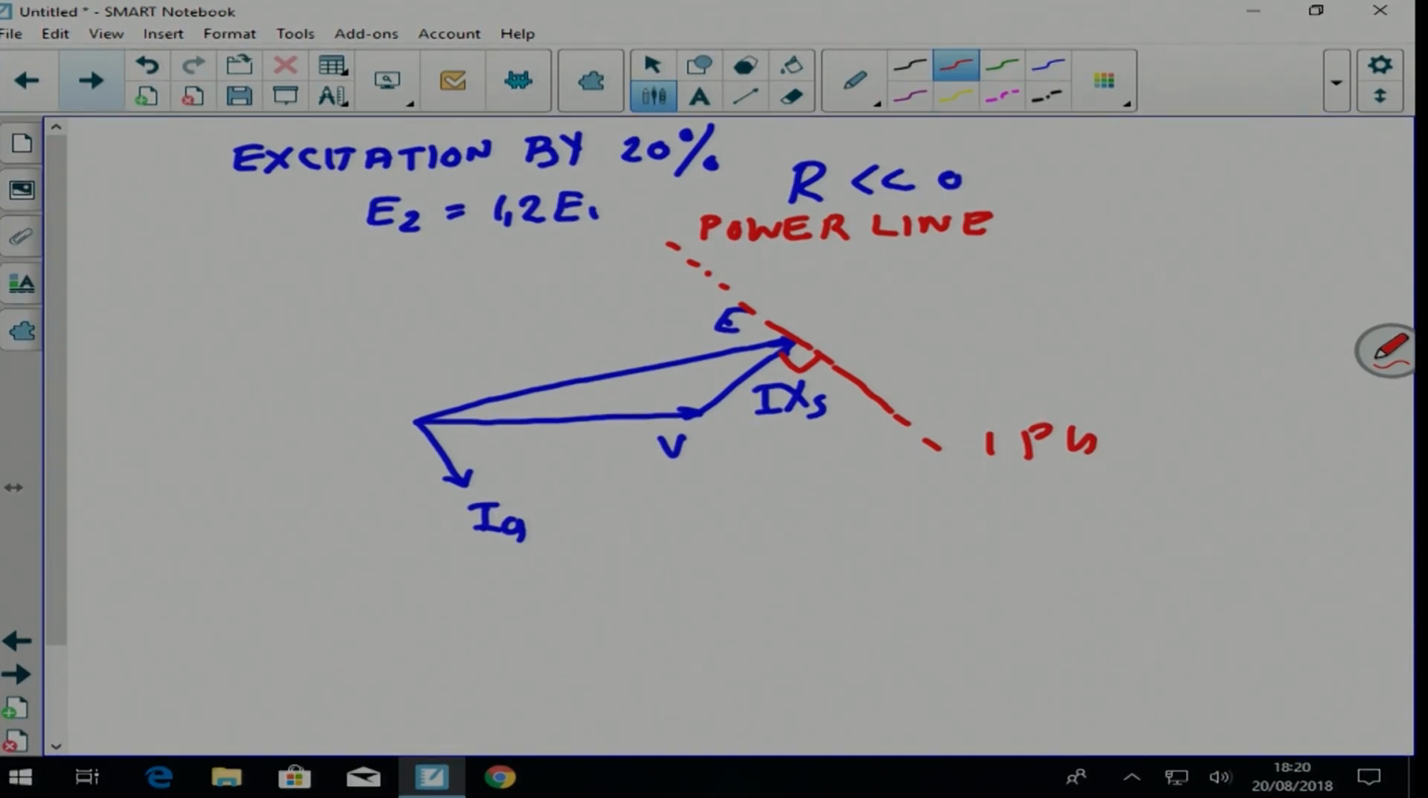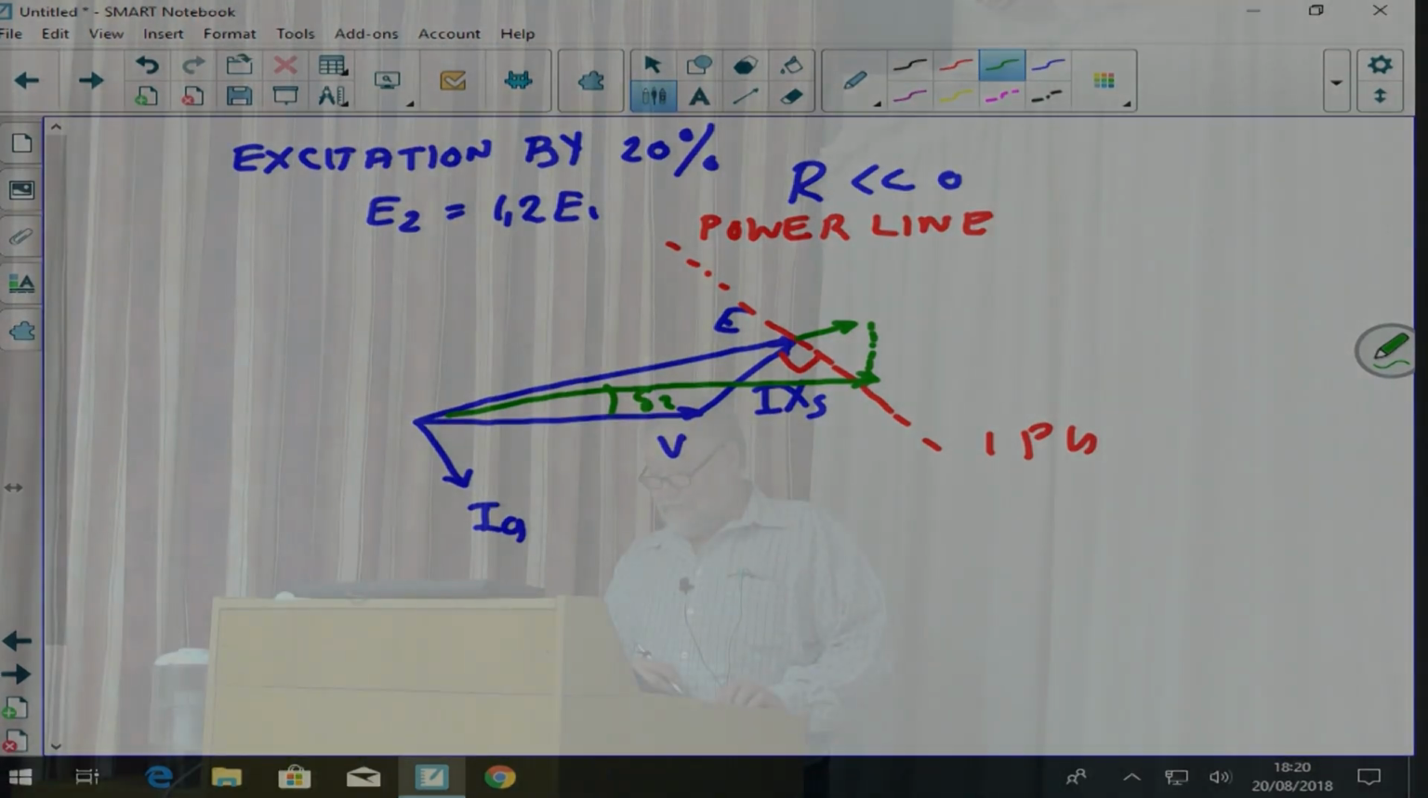So if we now increase E by, let's say, that amount, and the power remains the same, that means this induced EMF is going down until it touches the 1 per unit power again. And that means our load angle 2 is less than the first load angle.